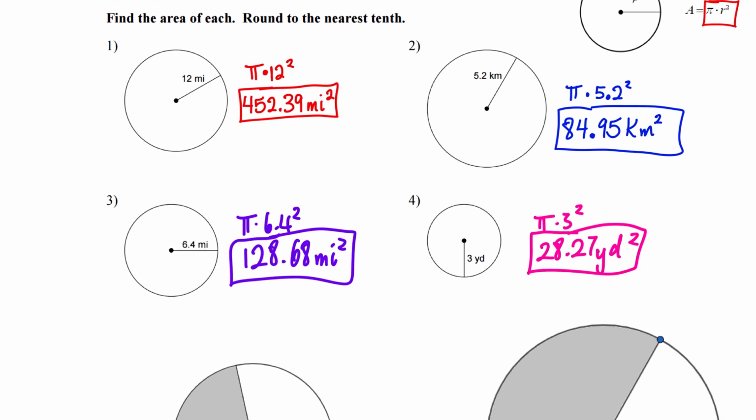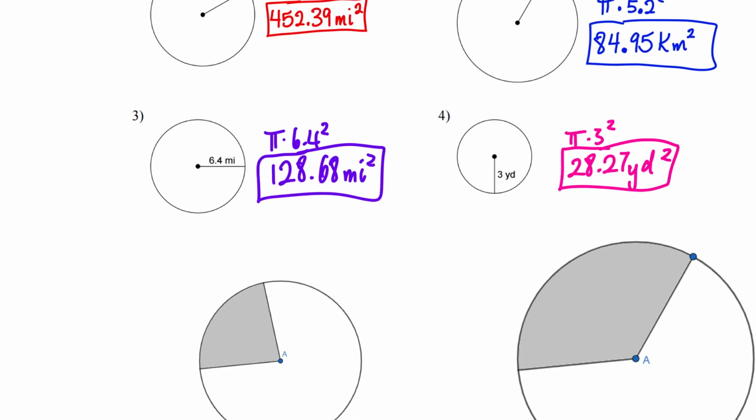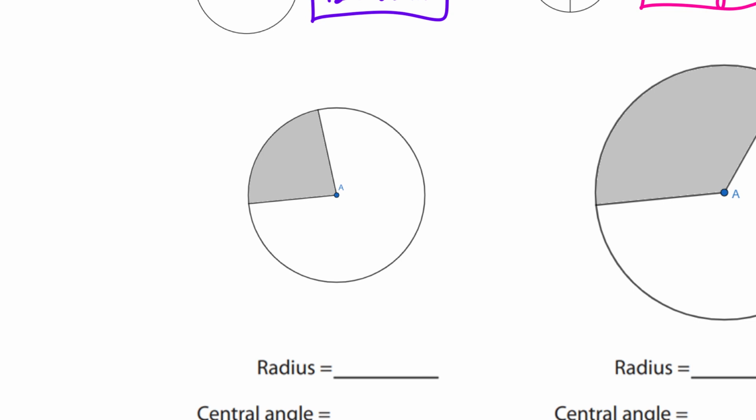Okay, so very simple. Now, today what we're going to focus on is not how to find the area of a whole circle, but how to find what we call the sector of a circle. This is a sector. If you think about a whole circle, like a pizza, it's just the area of one of the slices. Okay? Just the area of one of the slices.